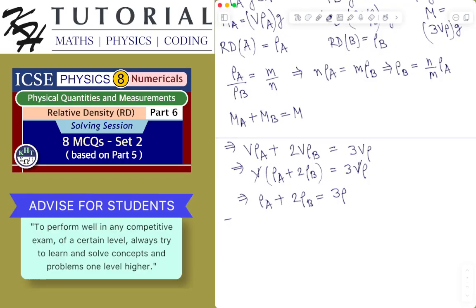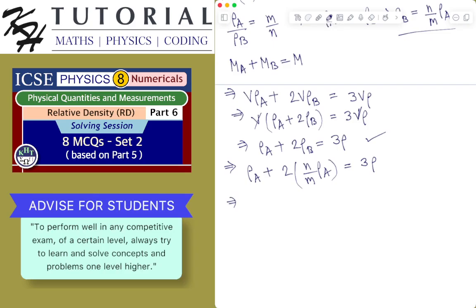Also we know that rho B is equal to N by M multiplied by rho A. So if I substitute the value of rho B in this equation in terms of rho A, we get rho A plus 2 into N by M rho A. This should be equal to 3 rho.